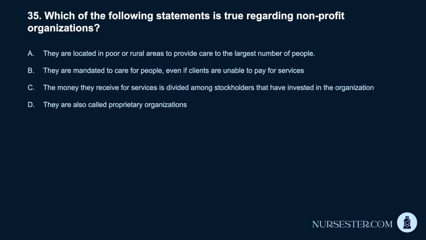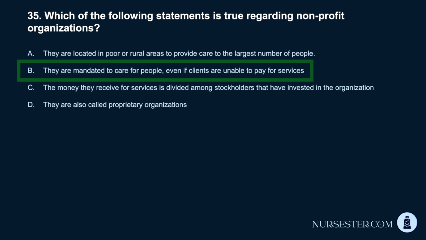35. Which of the following statements is true regarding nonprofit organizations? A. They are located in poor or rural areas to provide care to the largest number of people. B. They are mandated to care for people, even if clients are unable to pay for services. C. The money they receive for services is divided among stockholders that have invested in the organization. D. They are also called proprietary organizations. Correct answer: B. They are mandated to care for people, even if clients are unable to pay for services.